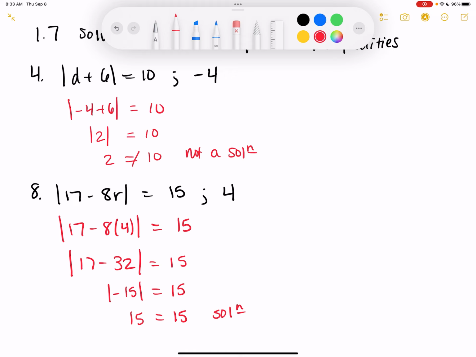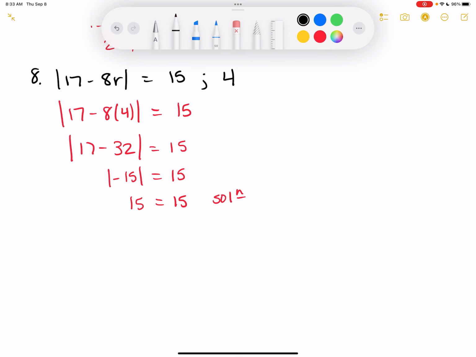Any questions about those ones? Good. Okay. Now the next ones say to solve the equation and graph the solution. I just want you to solve the equation. Don't graph it. Anyways, number 10, the absolute value of y equals negative 5.